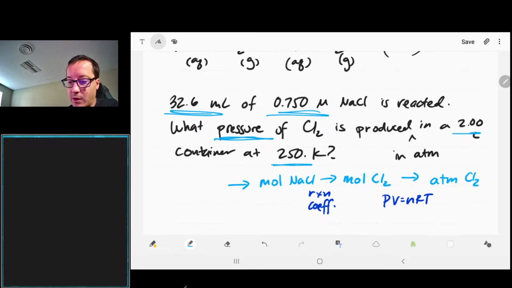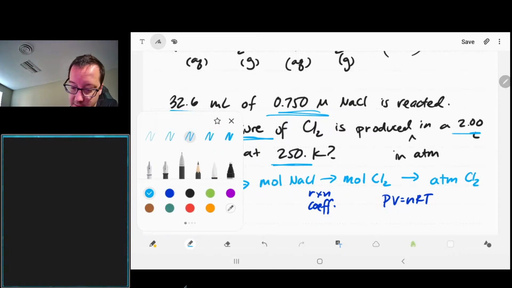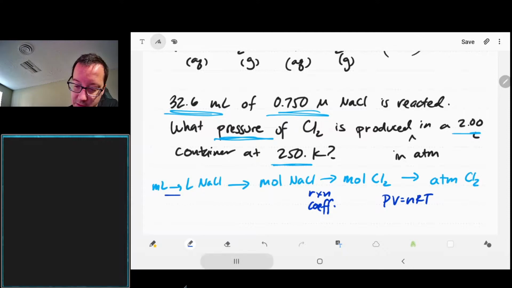If we want moles of sodium chloride, well, what we're given in the problem is a molarity, right? Molarity is a conversion factor between moles and liters of solution. So we know we can get moles by using the liters. And of course, since we're given milliliters to start, we'll need to just quickly convert that as well. That's just a plain old metric conversion. And here was our molarity.